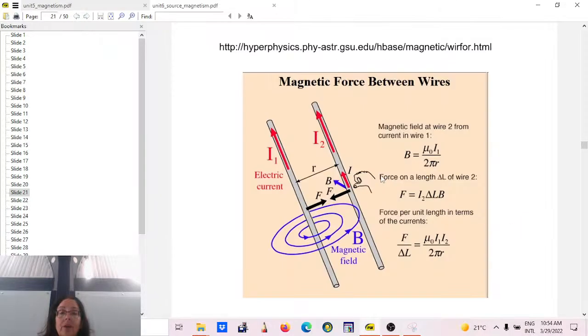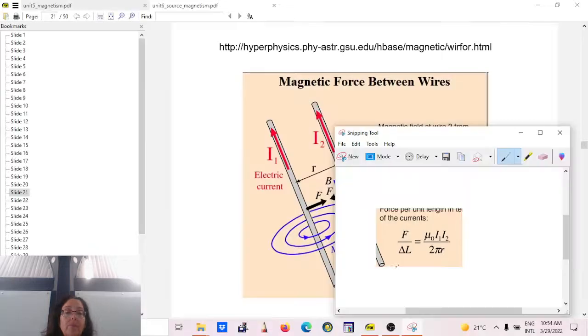So the force, that will be the length of the wire. That will be current 1, current 2. R is the distance between them.